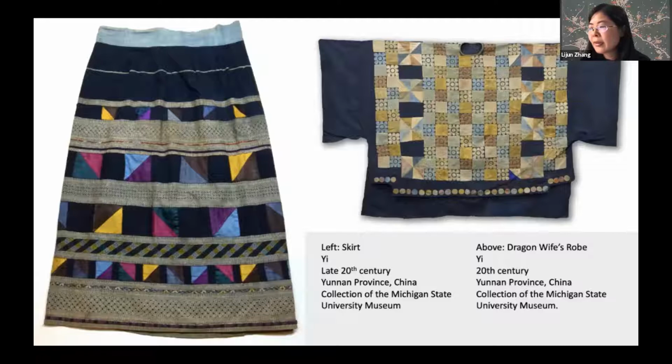As for the majority of displayed items in the exhibition, the quilted bed covers are also different from traditional American quilts. They are single layer comforter covers with blocks of pieced patchwork and applique on the top layer, mostly for design and decorative purposes. Traditionally, patchwork is also referred to as na or bai na. Na in Chinese means patchwork and bai means plentifulness, so bai na means a lot of patchwork put together. On the slide, this skirt and the dragon wife's robe in the collection of Michigan State University Museum show how patchwork is incorporated into traditional clothing among the Yi ethnic group in Yunnan province.